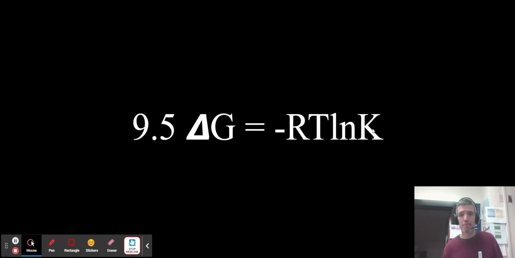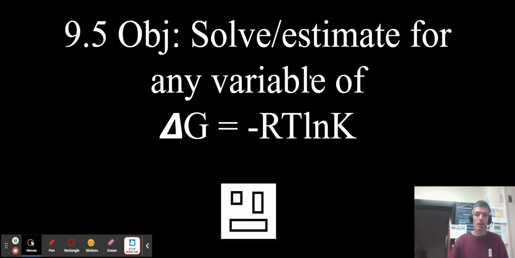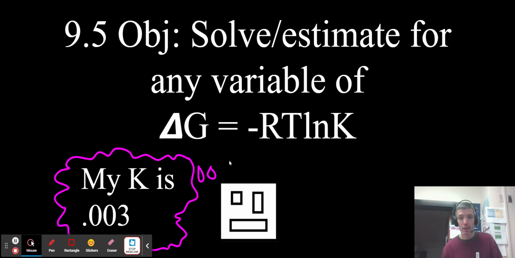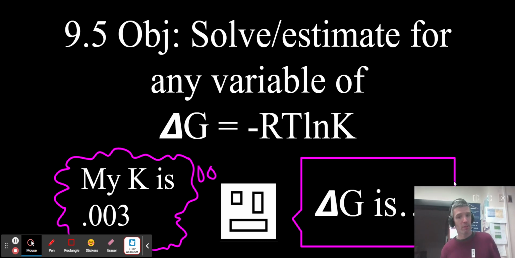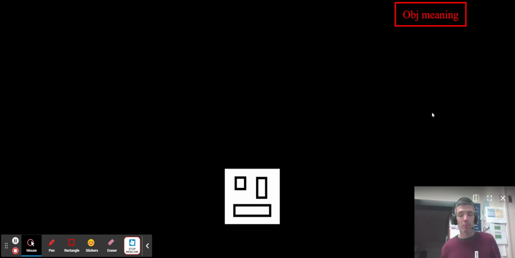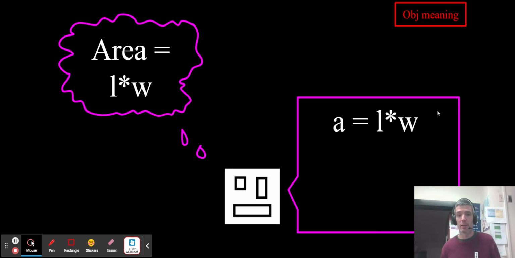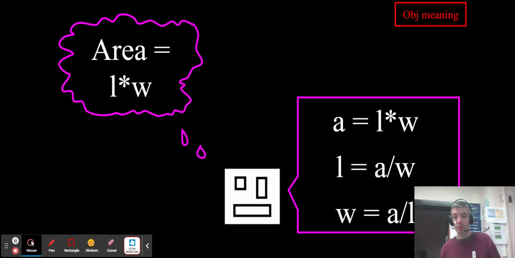Okay, here's our topic, this equation. Here's our objective. If I know K, what it means is what's this going to be, both numerically and estimation. And here's an example of what this means. Like I know this formula area is this, right? There it is again. How do I solve it for any variable?